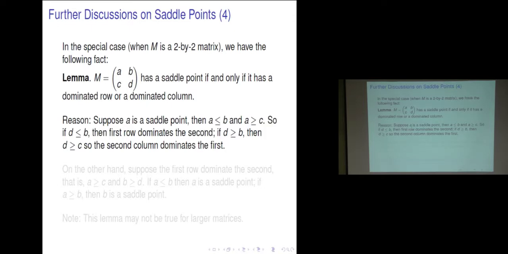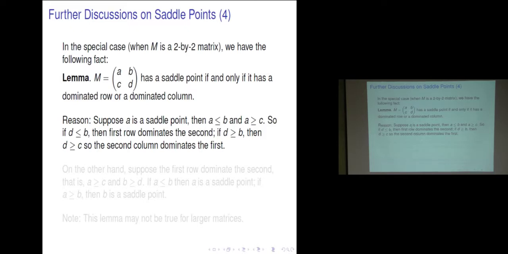I was wondering whether I should prove this. Okay, let's quickly go through it. For if and only if, you have two directions, right? From the left-hand side you have to derive the right-hand side, and from the right-hand side you have to derive the left-hand side. So let's go from left to right. Suppose I have a saddle point here, then I must give you a dominant row or dominant column. Well, one of A, B, C, D is a saddle point.